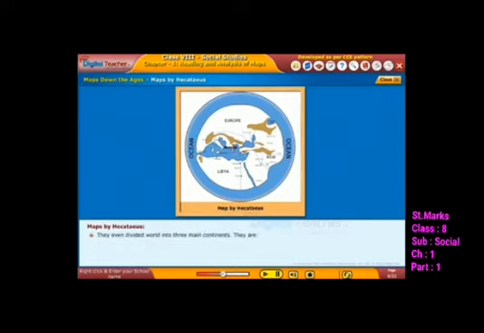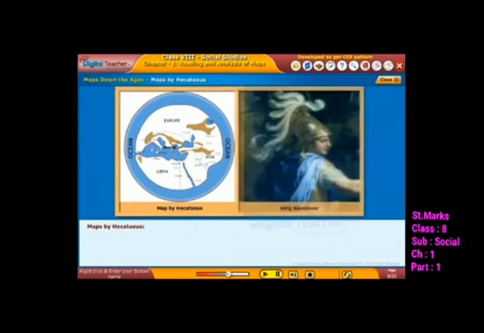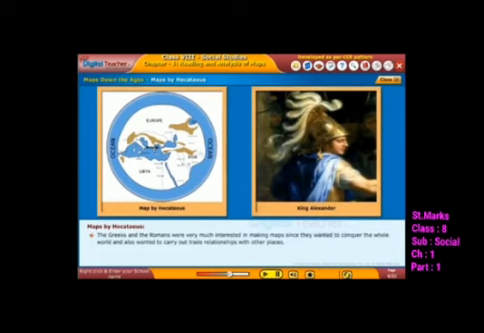They even divided the world into 3 main continents. They are Europe, Libya, and Asia. The Greeks and the Romans were very much interested in making maps since they wanted to conquer the whole world and also wanted to carry out trade relationships with other places.